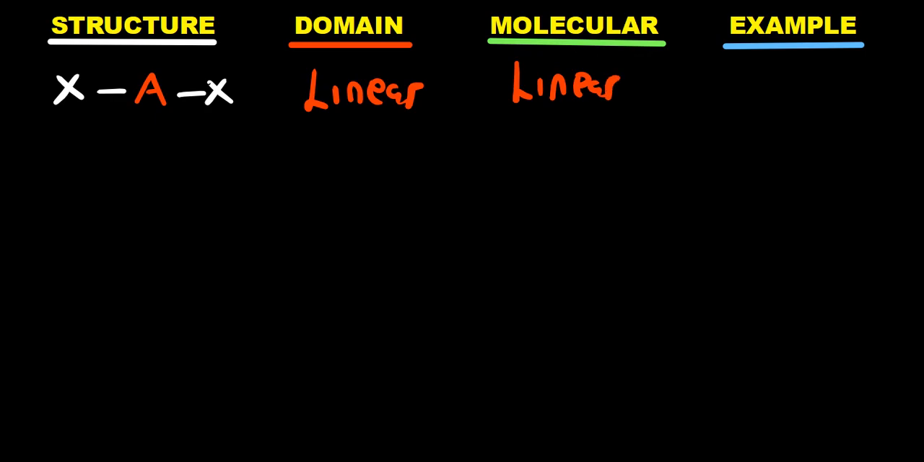Common examples that you can talk about for this one is carbon dioxide. And how do we represent carbon dioxide? Our central atom will be the carbon bonded to oxygen, like that. This is a linear structure.